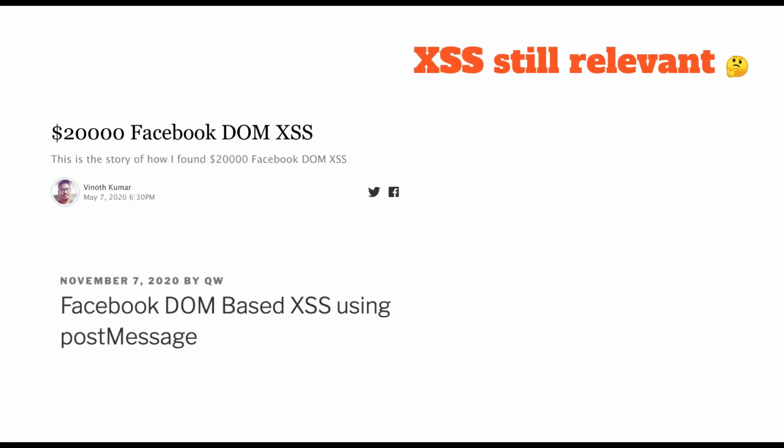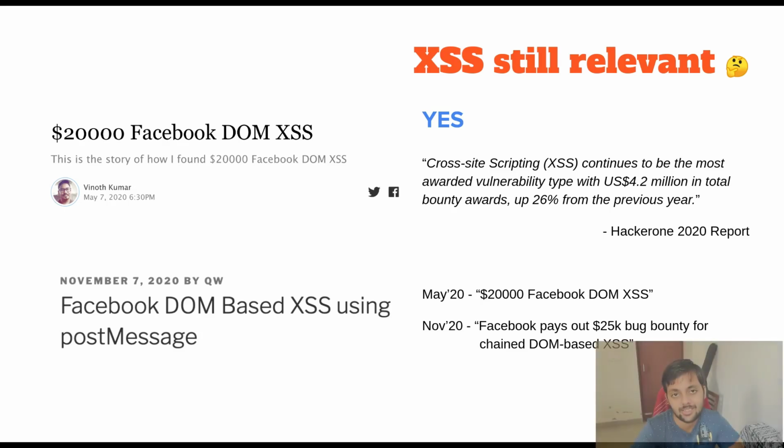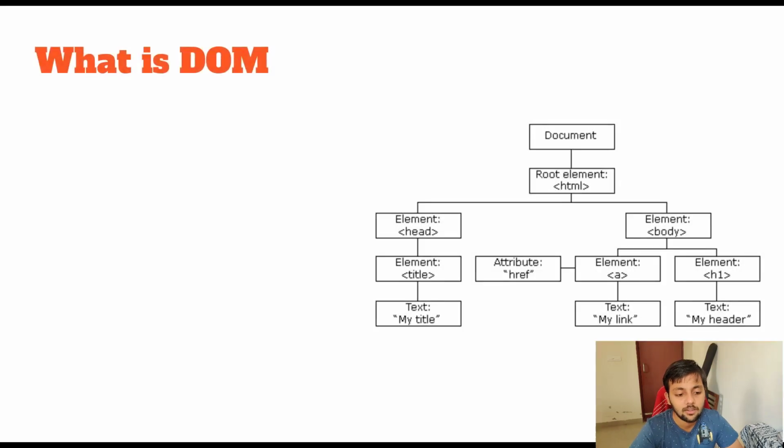If you ask me, is XSS still relevant? It's a big yes. If you see the HackerOne reports, it was the highest awarded vulnerability of the year 2020. Around $4.2 million was awarded for this. It rose 26% from the previous year. And if you see Facebook itself, in the past 6 months there have been two major XSS attack vectors on Facebook. The first one was the $20K Facebook DOM XSS, and the second one was a $25K one. That was similar to what was shown in the previous video.